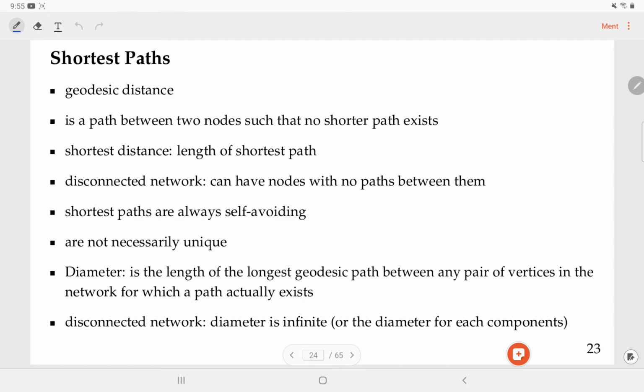Now, the shortest path and the related stuff is going to be explained in the second video of today's lecture.